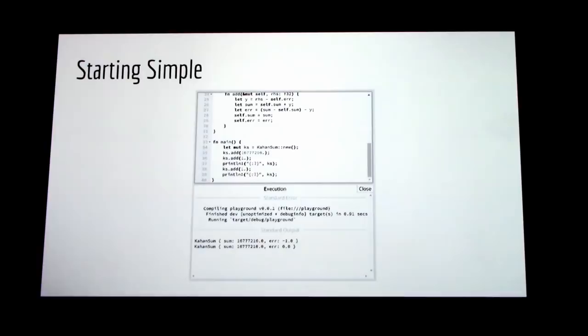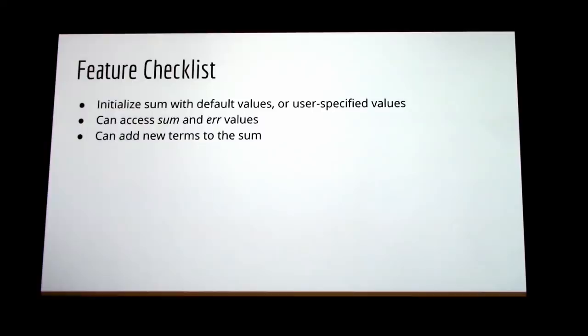And here you see it's working. It tracks the lost term, we add one twice, and we end up with 12 million blah blah blah and 18. So we have our struct, we can initialize it, access its values, we can add new items. So we're done, right?